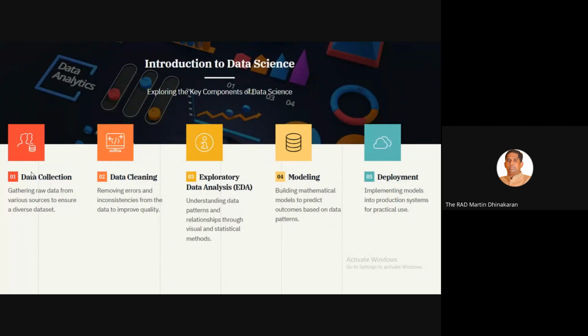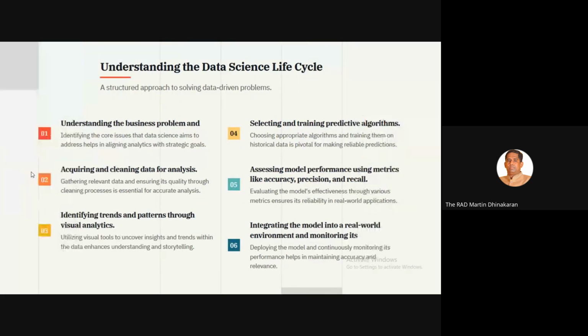So these are all the five key components of data science, which are employed in each and every application. Without this, no perfection of the output can be reached. So next, understanding the data science life cycle. This is the life cycle of data science.